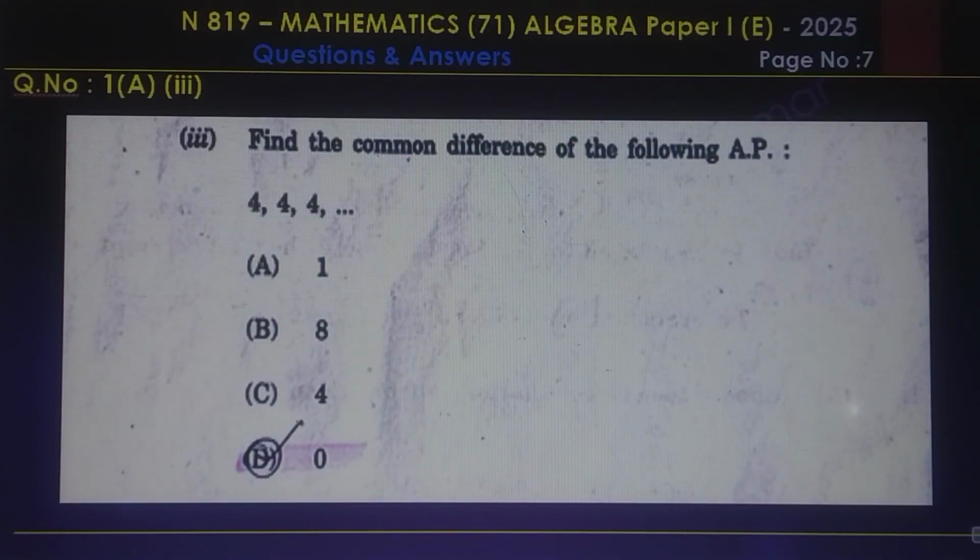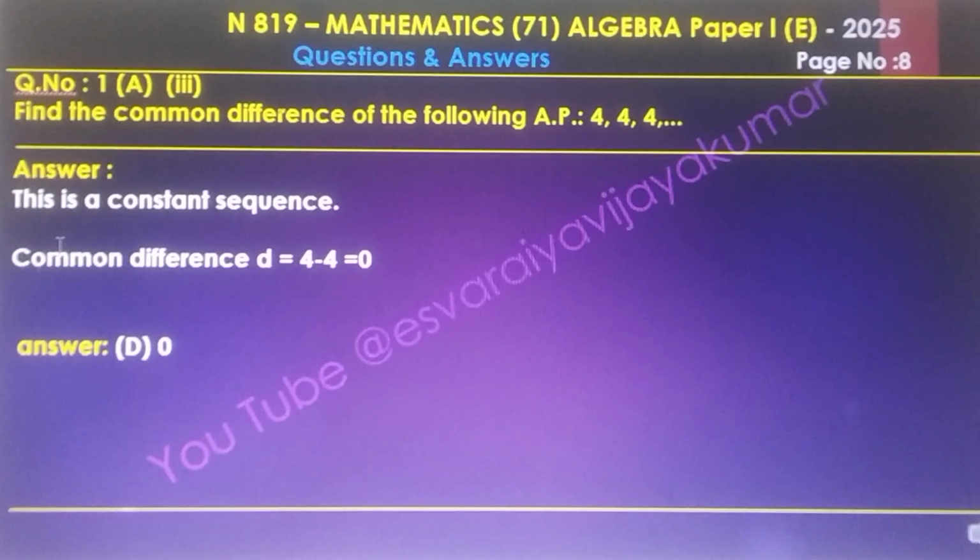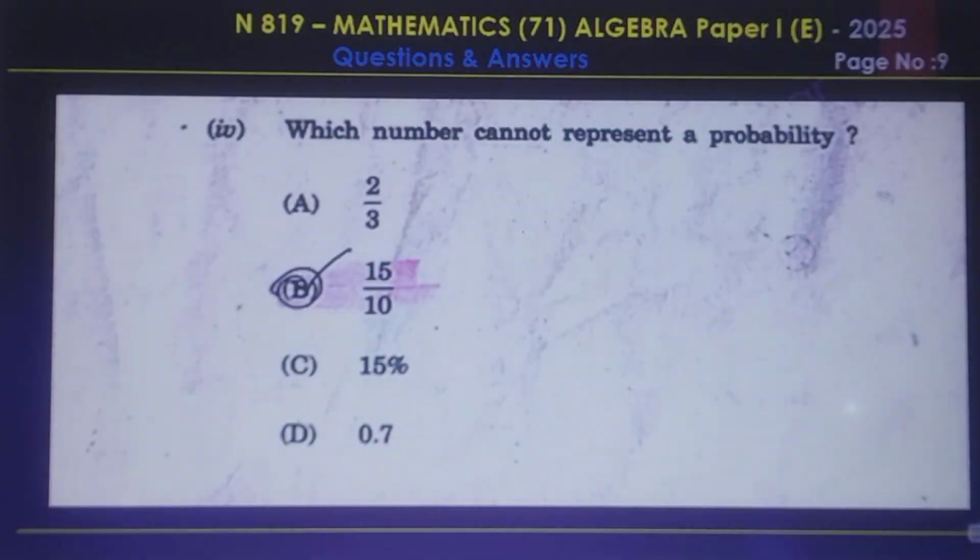And 1A3, the common difference of the following AP. The answer is 0, D. The explanation: it is a constant sequence, the common difference d equal to 4 minus 4 equal to 0. We are getting the answer 0.